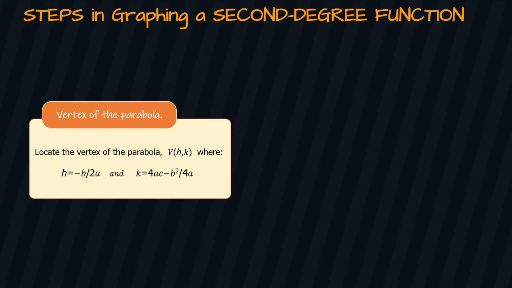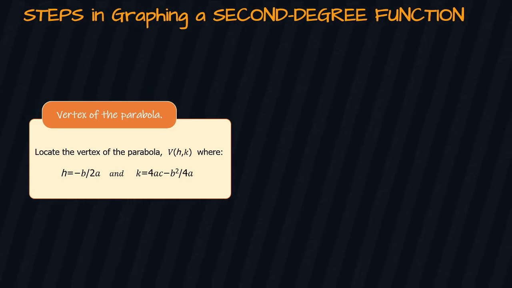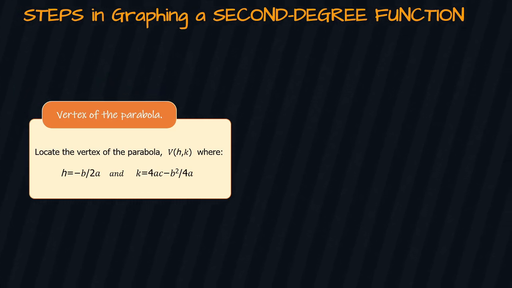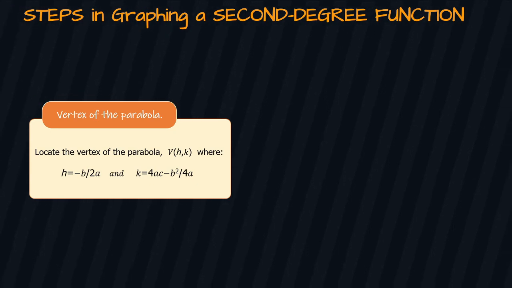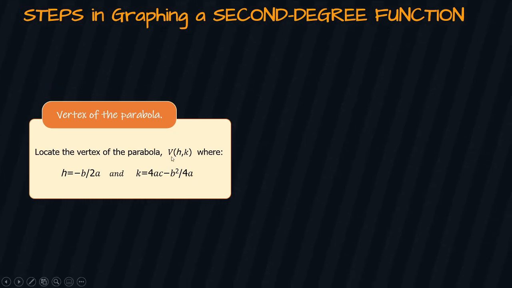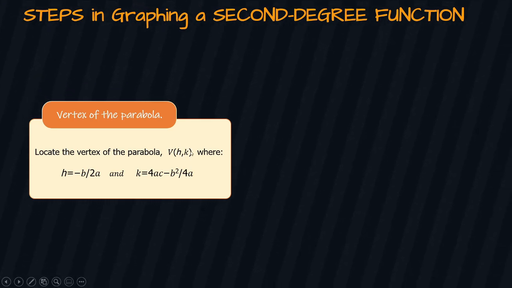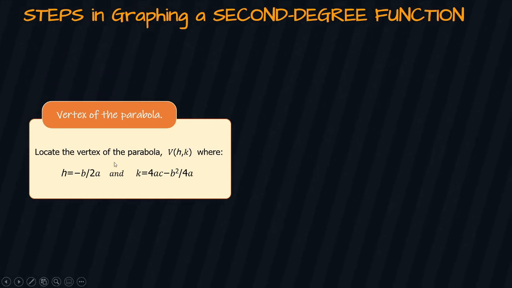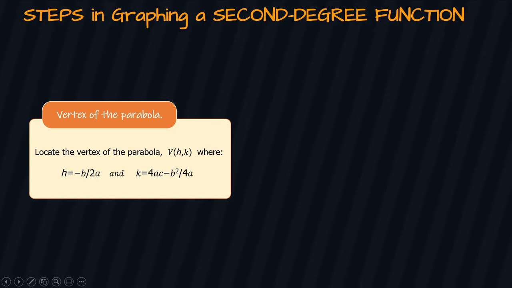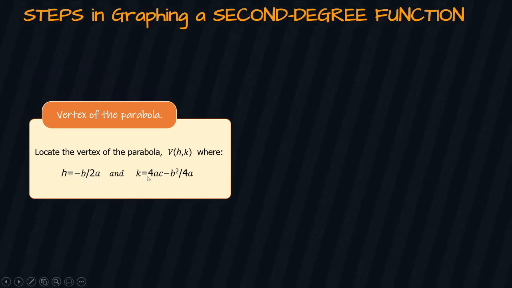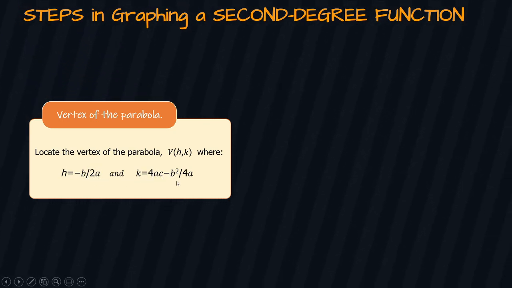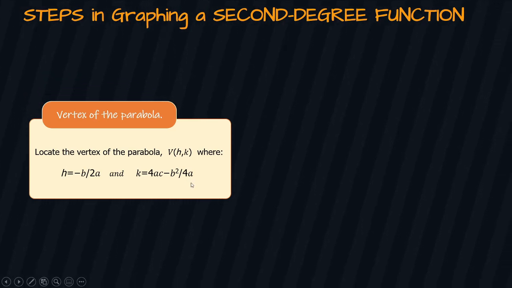We first find the vertex of the parabola. So locate the vertex of the parabola V, (h, k). This is point V, or the vertex, and this is its coordinate, where h is equal to negative b over 2a and k is equal to 4ac minus b squared over 4a.